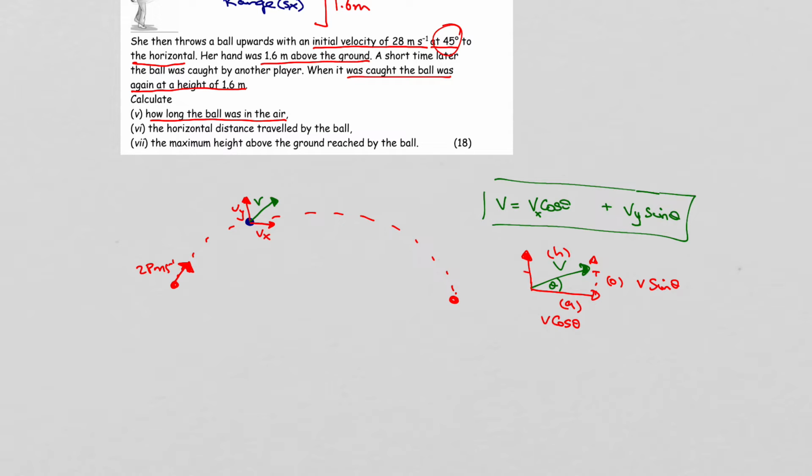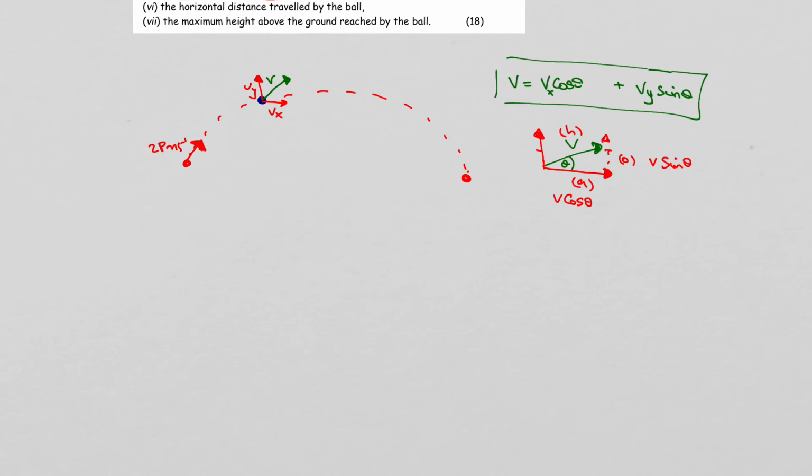So the adjacent we can see is in the x-axis direction. So therefore that's v in the x direction. And the opposite is in the y direction. So that's the y component of our velocity vector. So what we get then is this table where we have initial velocity, acceleration, velocity, and s in the x and in the y. And we can make out this table.